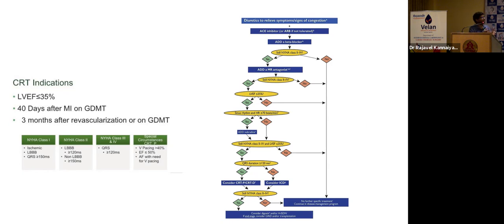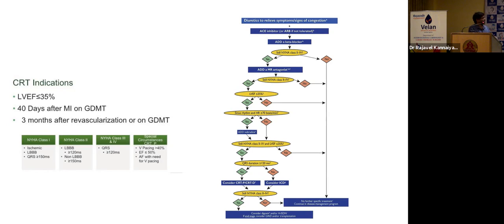left bundle branch block, no need to go for cardiac resynchronization therapy. We have to wait for at least 40 days after the MI, because the stunning may improve, and then there is no need for CRT. If it improves after 40 days, the EF may improve to 50 also. Or when you implant at the acute stage, there is a chance of LV pump failure related death. So always we have to wait for 40 days of guideline directed medical therapy. And for revascularization, whether PCI or bypass, we always wait for 3 months.